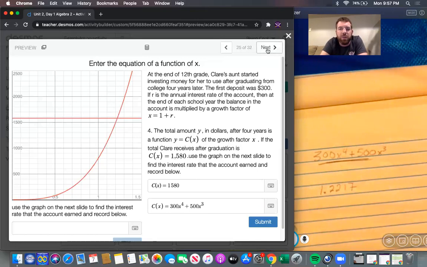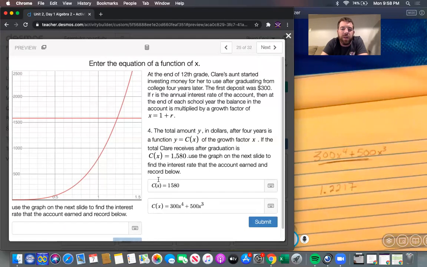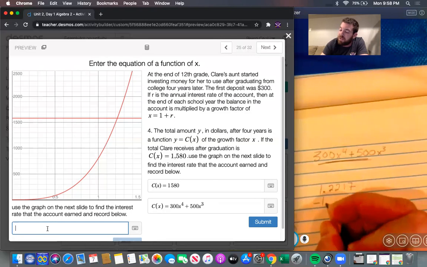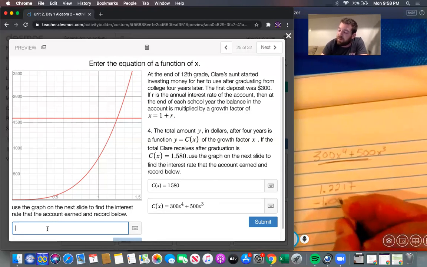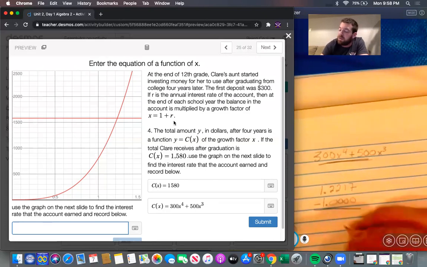It's going to help if we go back to the next slide. When I do this, remember, it's 1 plus the interest rate as a decimal. So we want to find the interest rate that the account earned. You're just taking this minus the 1 that it asked us to add in the first place in the formula.